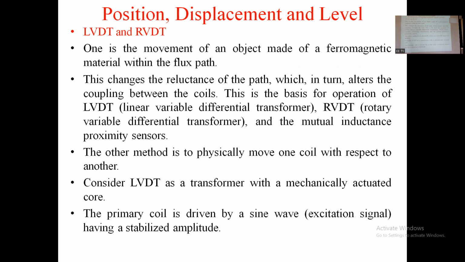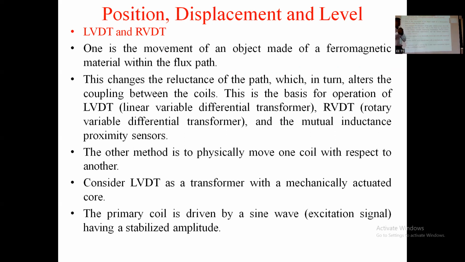Consider LVDT as a transformer with a mechanically actuated core. This is the same as a transformer having two coils, and in between there is a core, which may be a ferromagnetic material. The primary coil is given a sine wave excitation signal having a stabilized amplitude. So to the primary coil we give a reference voltage, that is, the excitation. This is a sine wave excitation, or it may be AC excitation, and it can be given to the primary coil.